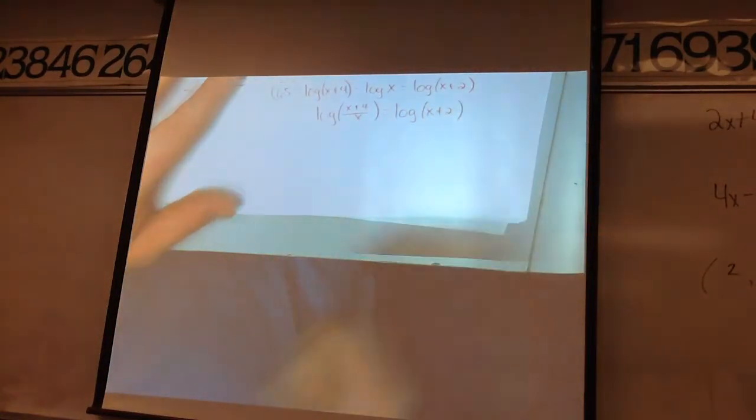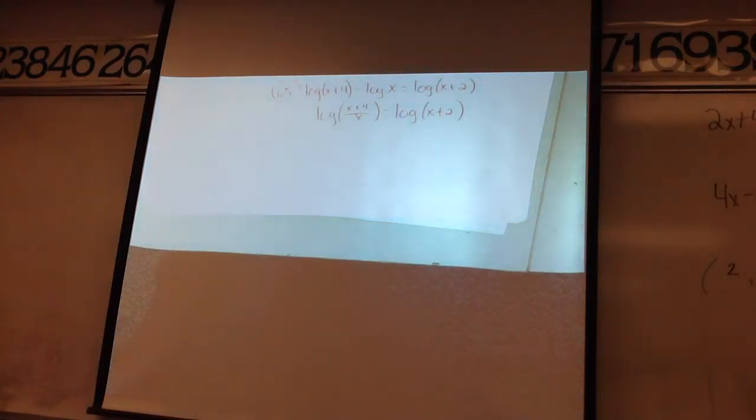Can you just cancel the x and say it's just log of 4? No, you can't cancel those x's, because there's addition on top. It's like saying 3 plus 4 divided by 3 is 4, and in fact, it's 7/3.